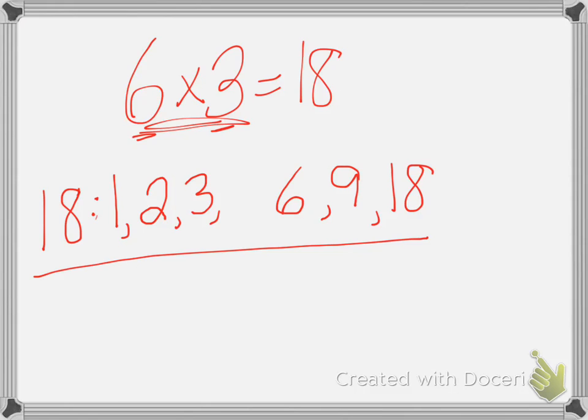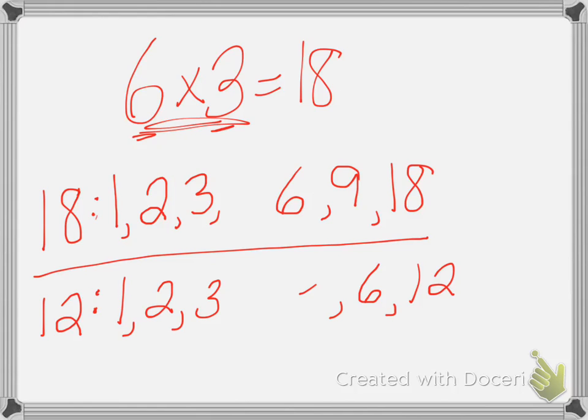Let's find all of my factors for the number 12. Okay, so 1 and 12, 2 and 6, 3 times 4, and then I have them all because 5 does not go in there. I already did 6. 7, 8, 9, 10, and 11 do not go into 12. So now I have my factors of 18 and 12.